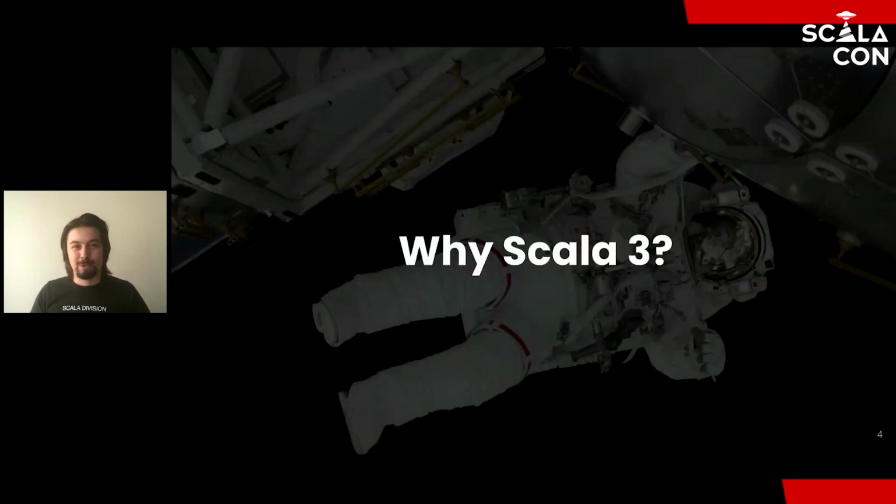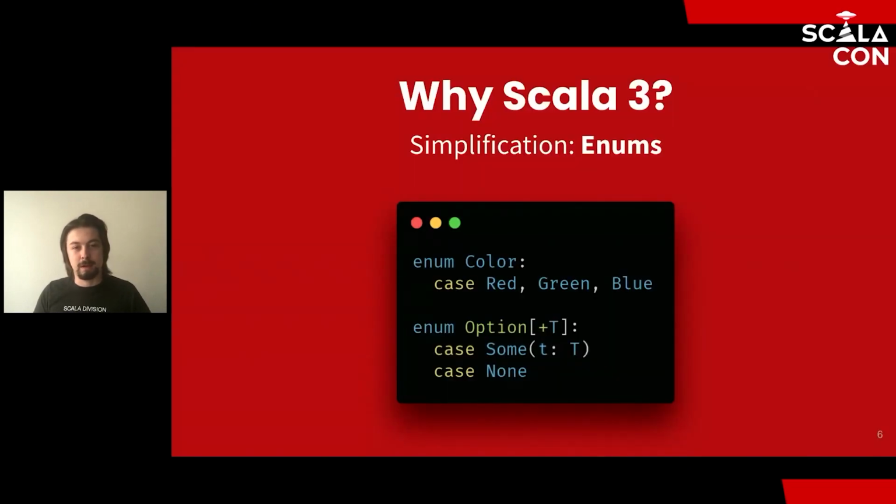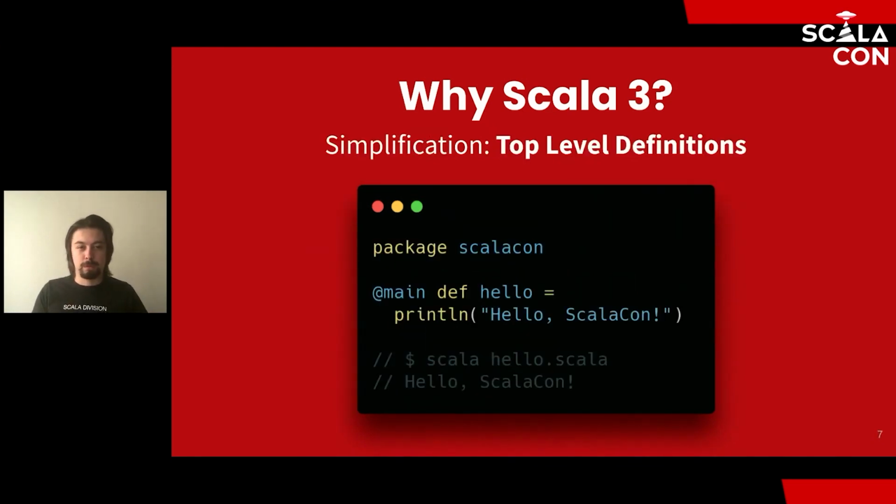So why do we want to use Scala 3? I picked some examples that I'm going to show you. But for me, mostly, over Scala 2, it's more simplified, we bring more power, and there are improvements to the safety of the language. One simplification that I think is very nice is that it's very simple and concise to declare new data structures with the enum construct. As we see here, we're declaring Color in 2 lines and an alternative for the Option data type in 3 lines. Very compact.